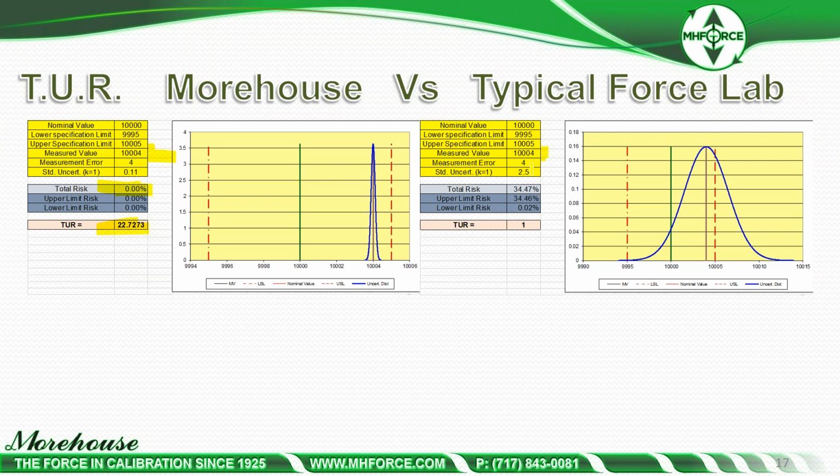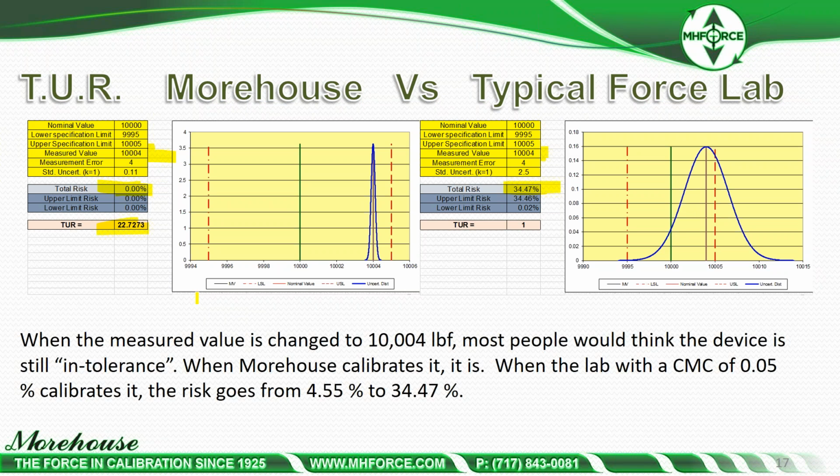Over here, moving that location takes the risk up quite a bit. We get a total risk of 34.47. So it takes that risk from 4.55% to 34.7%. So that's the difference from a lab with a CMC of 0.5 to a lab with a CMC of 0.016. And again, it depends on what your tolerances are and what you need.